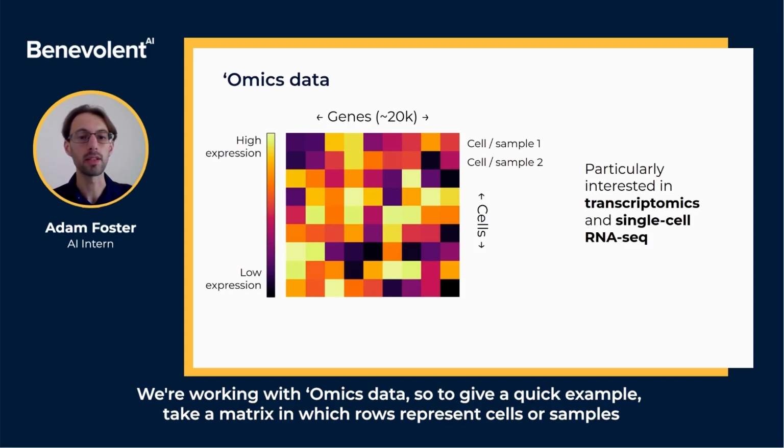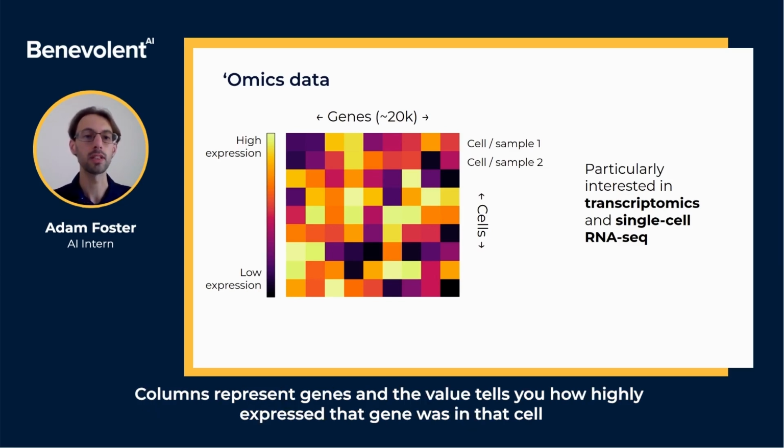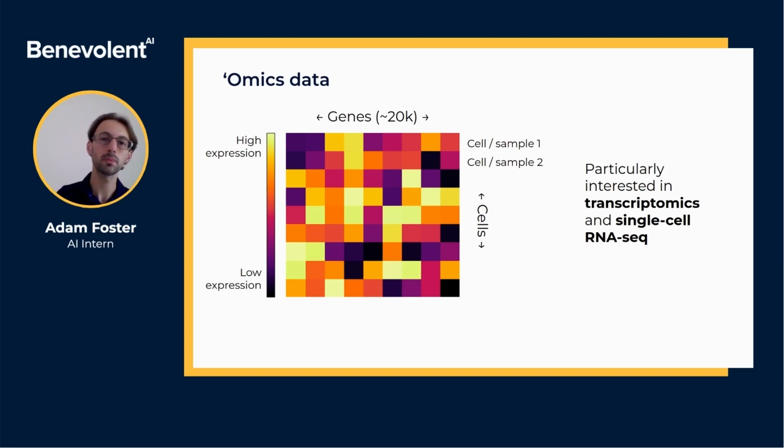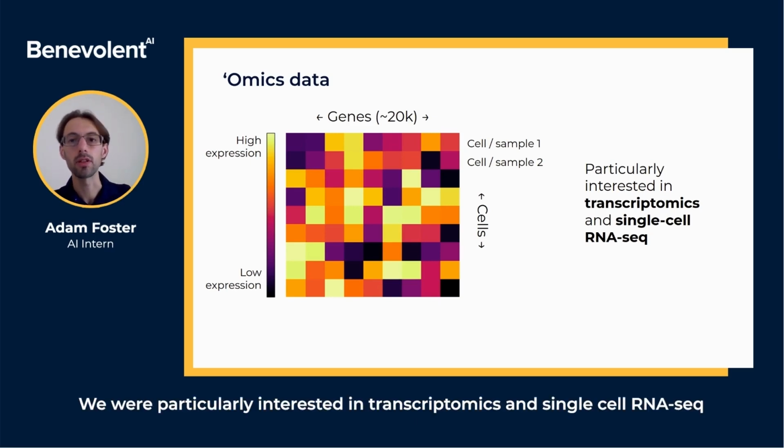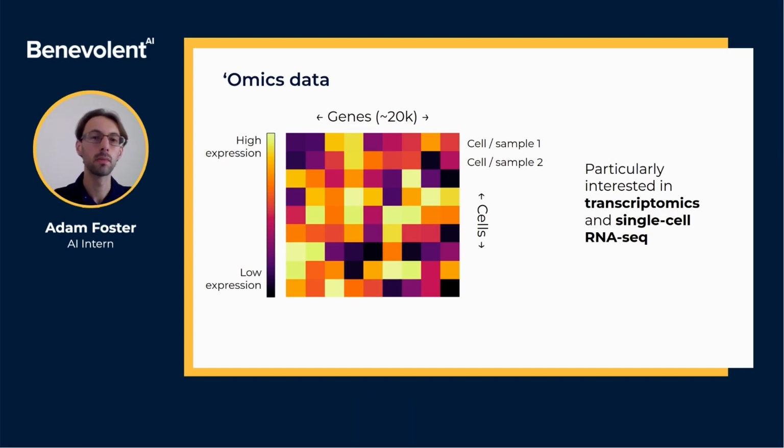We're working with omics data. So to give a quick example, take a matrix in which rows represent cells or samples, columns represent genes, and the value tells you how highly expressed that gene was in that cell. We were particularly interested in transcriptomics and single-cell RNA-seq.